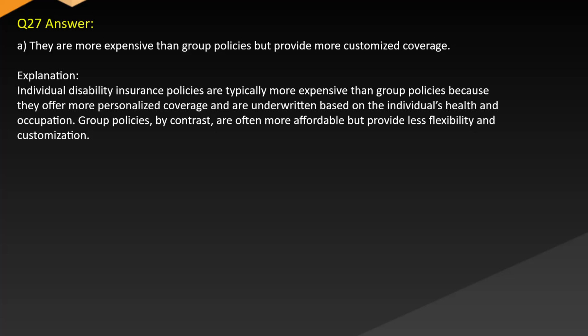Answer: A. They are more expensive than group policies but provide more customized coverage. Explanation: individual disability insurance policies are typically more expensive than group policies because they offer more personalized coverage and are underwritten based on the individual's health and occupation. Group policies, by contrast, are often more affordable but provide less flexibility in customization.